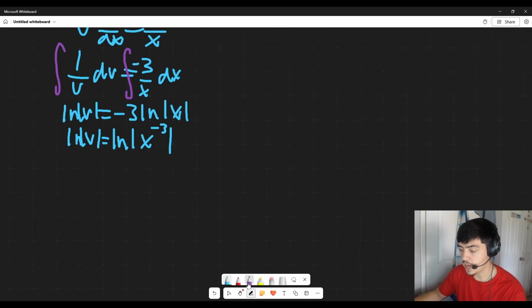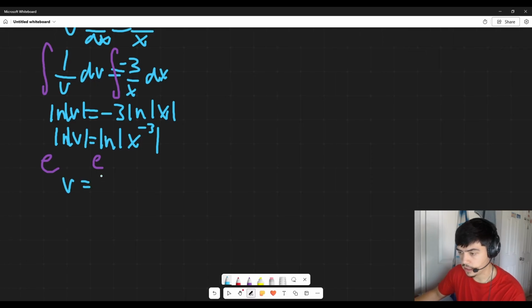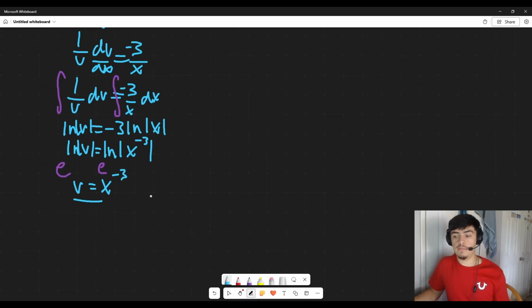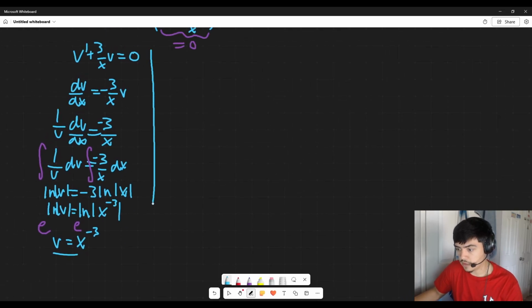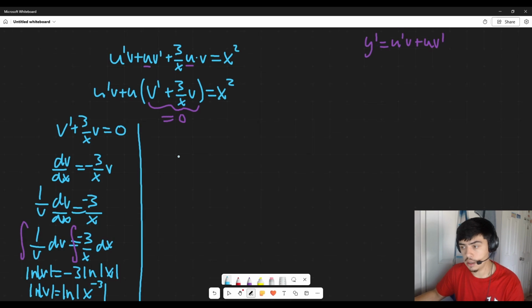Okay, now we can go ahead and apply e to both sides, giving us v equaling, because these cancel out, we get x to the negative 3. And boom, we're halfway done, right? We now solve for u. So let's go ahead and split this because we're going to have to solve the rest of the equation now.